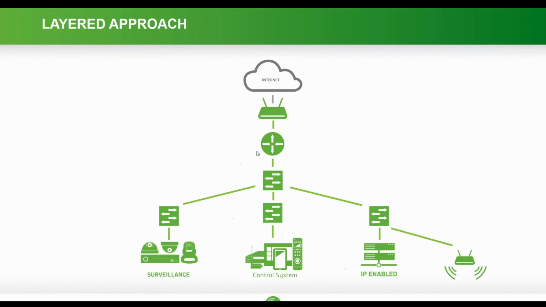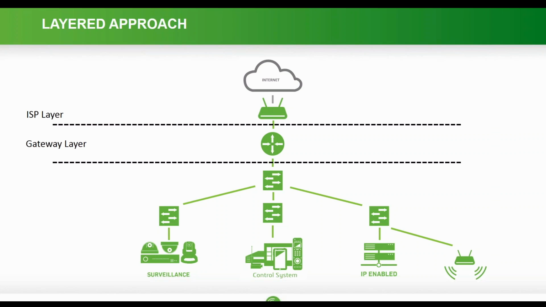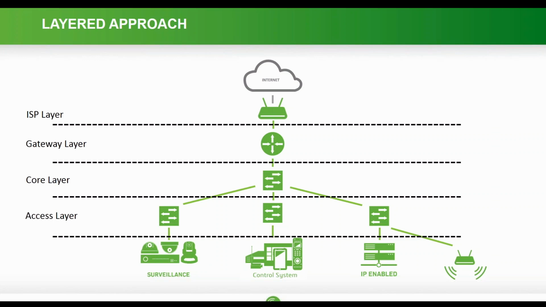So how can we design a better network? This is our recommended topology for mid to large size networks, and you can scale it up and down however you want based on the network requirements. Really what you need to do is think about your network design as a layered approach. You start with the ISP layer and then go from that to the gateway layer. This is where you have your router. Then to the core layer, the access layer, and the services layer.